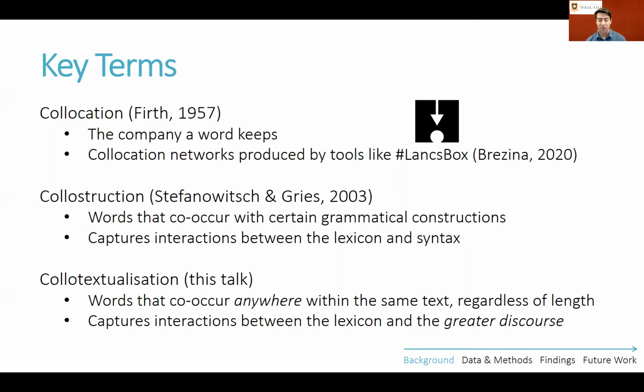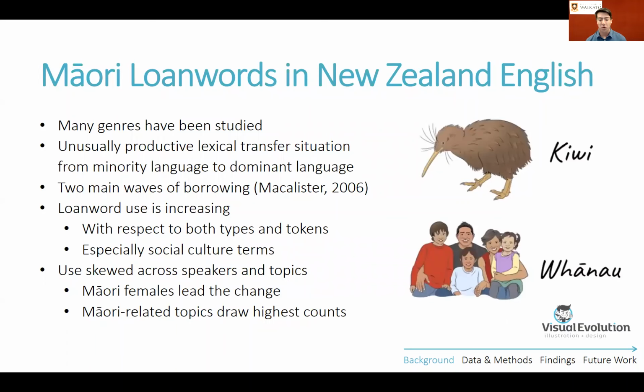We're going to test this idea with New Zealand English loanwords because we think this fits the method well. So a bit of background about the loanword situation in New Zealand English for those who are unfamiliar. A myriad of genres have been studied over the years, including newspaper corpora, spoken language, news broadcasts, picture books, and more recently, social media. New Zealand English constitutes an interesting case study because there is an unusually productive lexical transfer from the donor language, Māori, to the receiver language, English. Studies have shown that loanword use is generally increasing, especially when it comes to social culture terms, so words like whānau, family, and aroha, love.